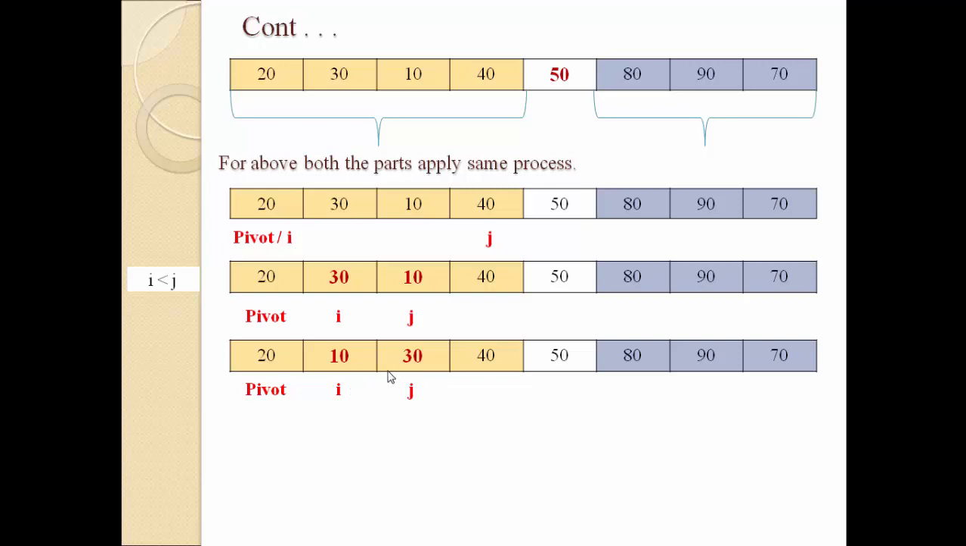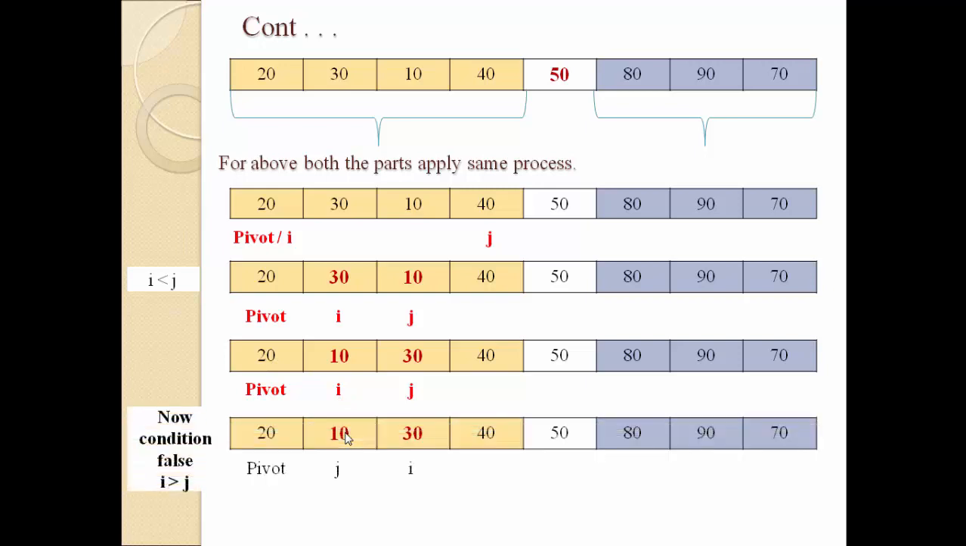So increase the value of I, and our next value is 30. 30 is larger than 20. So the next value of I will be at this position. And we have to reduce the value of J, so it will be 10, and 10 is less than 20. So the next value of J will be here. So the next values of I and J will be at these positions, and we can say this I is not less than J. The condition is false. The value of I has crossed the value of J.